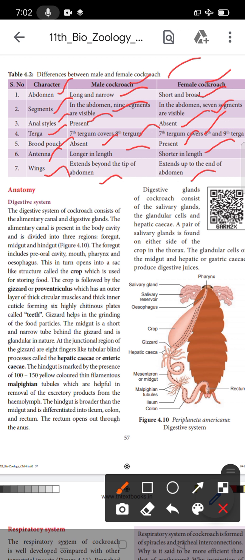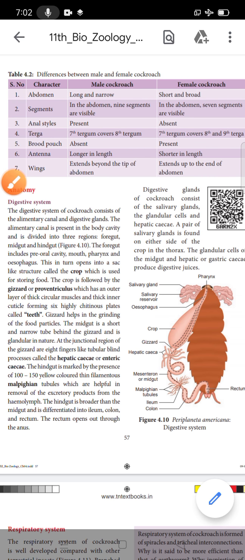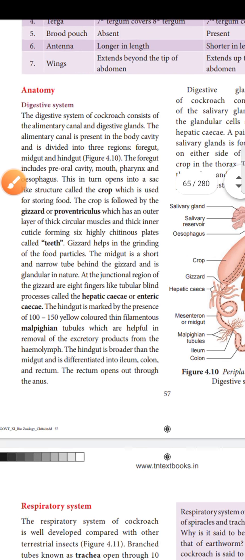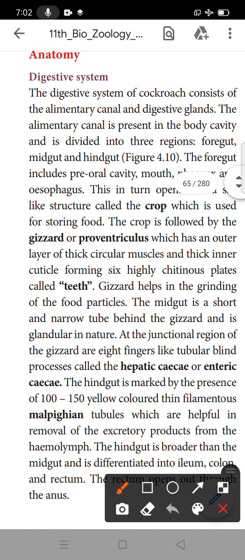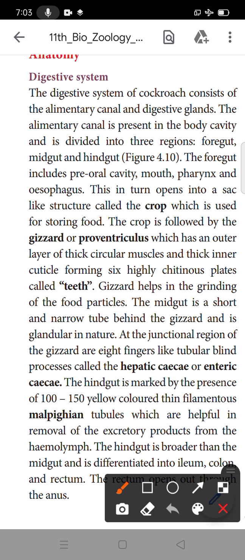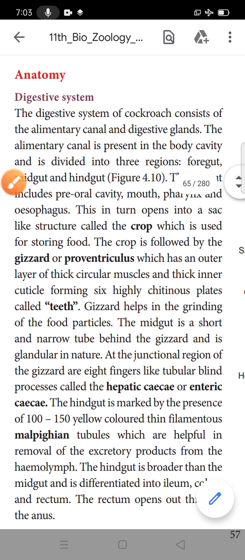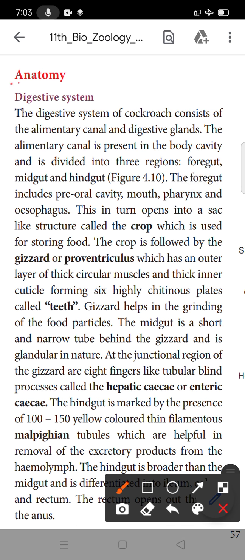Okay. We will see the next topic, anatomy. What is anatomy? Anatomy means the internal structure of the cockroach. We will see the anatomical structure of the cockroach one by one.